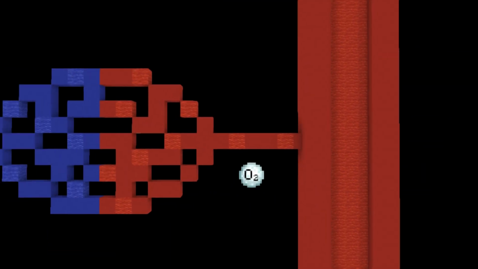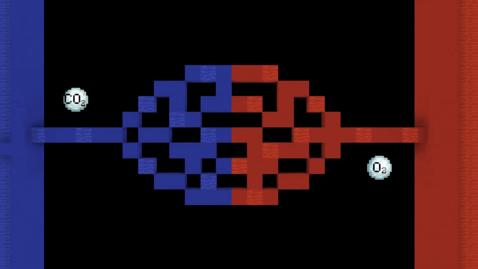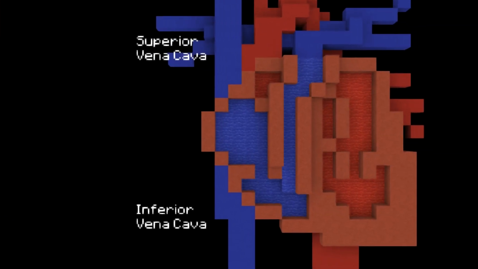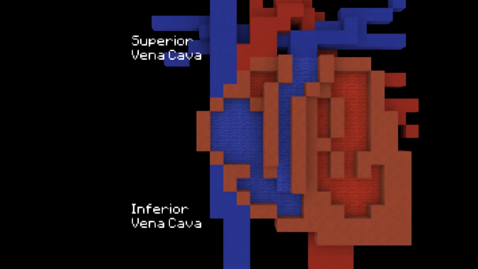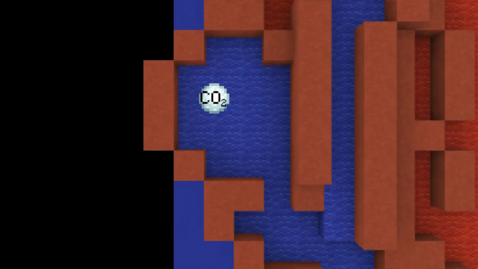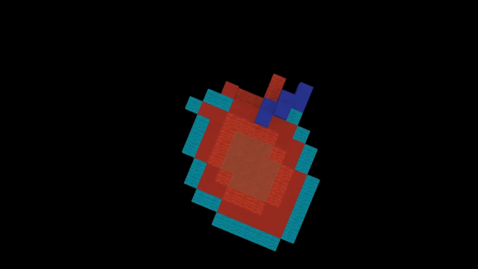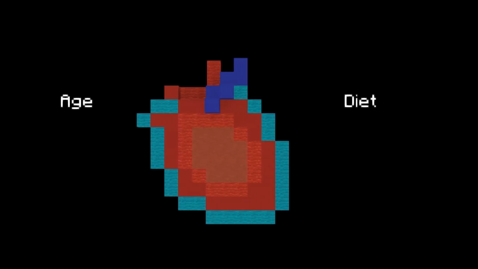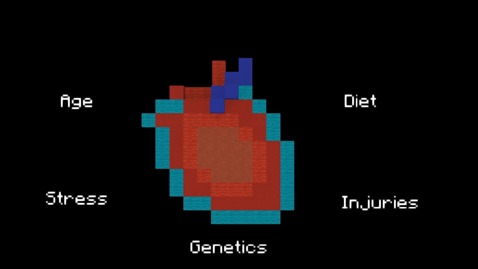From there, the blood flows through the whole body, exchanging oxygen for carbon dioxide at capillaries. The blood eventually comes back to the heart through the superior and inferior vena cava as deoxygenated, and the cycle starts again. Now that you know the function of the cardiovascular system, you ought to know that there are cardiovascular disorders. They can come with age, diet, stress, injuries, or genetics.